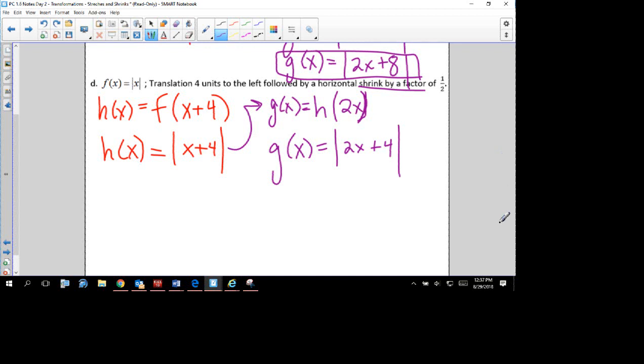So you see how we have two different equations. Order does matter. So you need to make sure, that's why I'm trying to organize this. We have to go in order. And we got one more.